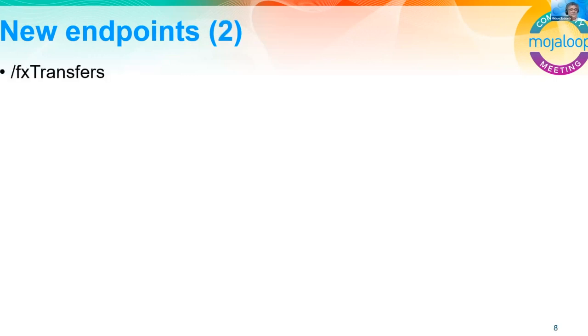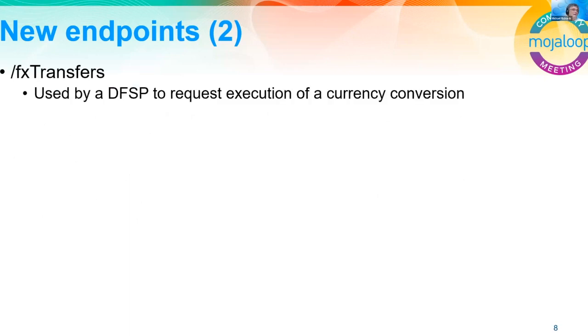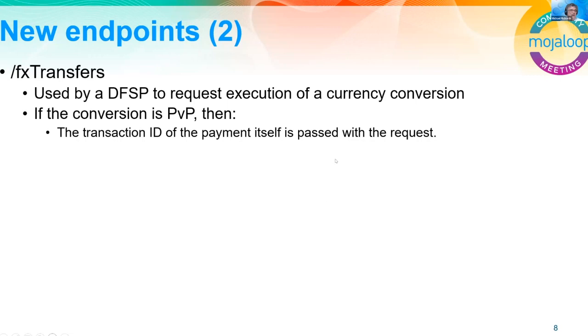Second, we have an FX transfers endpoint, which is, you'll be amazed to hear, the corollary of the transfers endpoint in the existing FSPIOP API. And that's used by a DFSP to request the execution of a previously agreed currency conversion. If the conversion is payment versus payment, then the transaction ID of the payment itself will be passed with the execution request. But if that's the case, the FXP will respond with the status reserved.